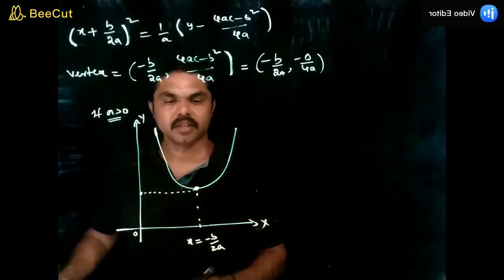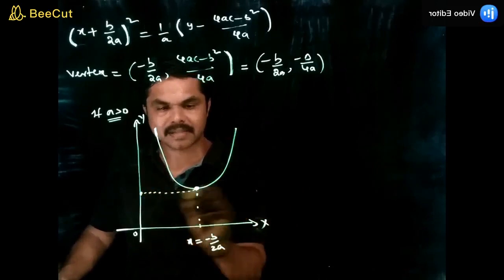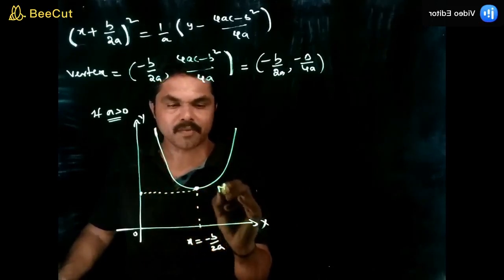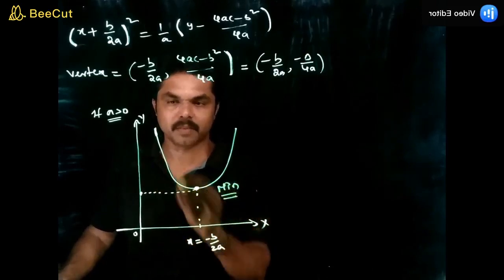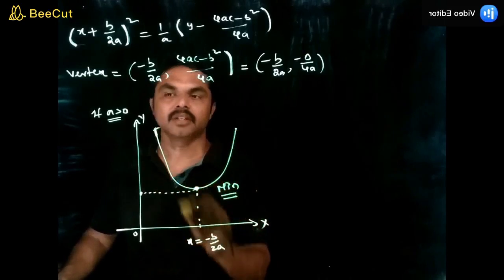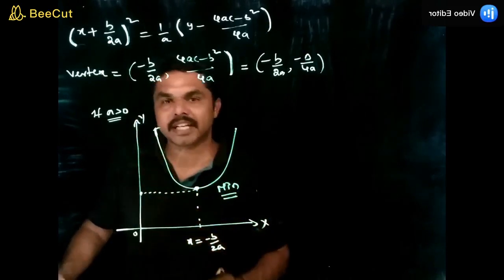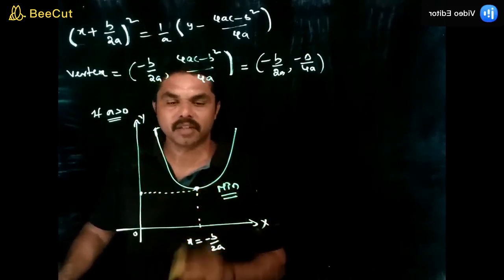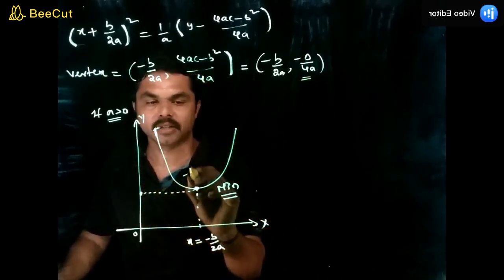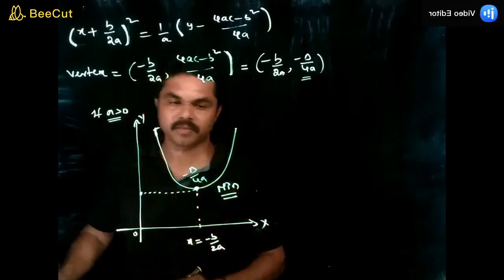Right? So here we get the minimum value of the parabola. Minimum value, because compared to these values, we will get the least value here. So when a is greater than 0, for a quadratic expression, we will get a minimum value. That value is y equal to minus delta by 4a. This is the minimum value.